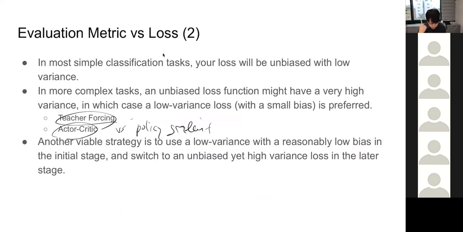Another viable strategy is that we can use a low variance loss with a reasonably low bias in the initial stage and switch to an unbiased yet high variance loss in the later stage. This is a really important concept in machine learning that penetrates all different areas, including reinforcement learning. I just wanted to touch on this, but probably not in too much detail at this point, because as I said, in most simple classification tasks, you don't have to worry about this, because your loss will be unbiased and very low variance.